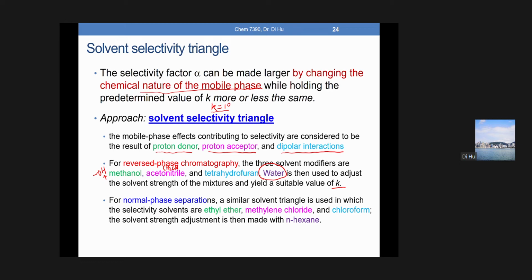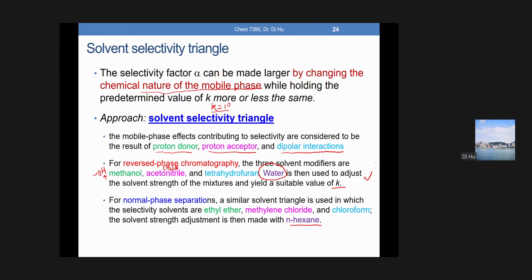Okay, and the solvent strength adjustment is made by n-hexane. Things like reverse phase are the most widely used, so we will focus on reverse phase. We're going to use this one as an example to illustrate how we can do a systematic mobile phase optimization using this solvent selectivity triangle.